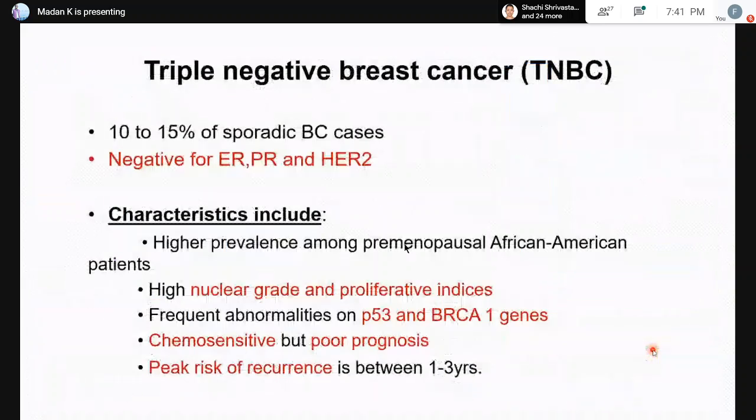And then coming to triple negative breast cancer, this again is a heterogeneous group, and this can be roughly divided into basal and non-basal. This group constitutes up to 10 to 15% of sporadic cases, and by definition, they are negative for ER, PR, and HER2. There are certain characteristic findings in triple negative breast cancer: these tumors are usually of high nuclear grade and high proliferative disease, and there are frequent abnormalities of the TP53 and BRCA1 genes. Even though these tumors are chemosensitive, they have a poor prognosis, and the peak risk of recurrence is between 1 to 3 years after diagnosis.